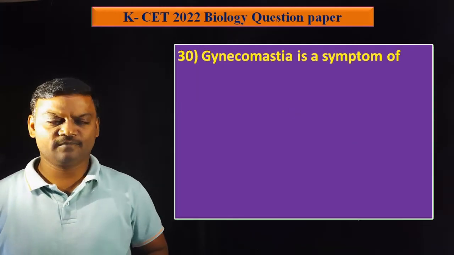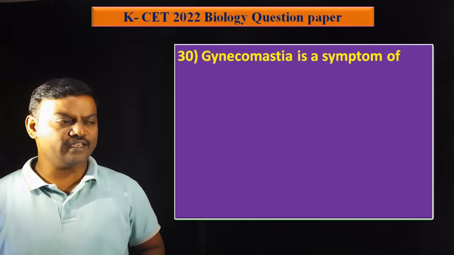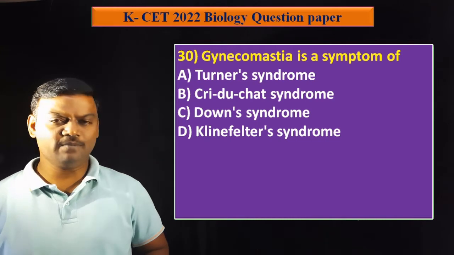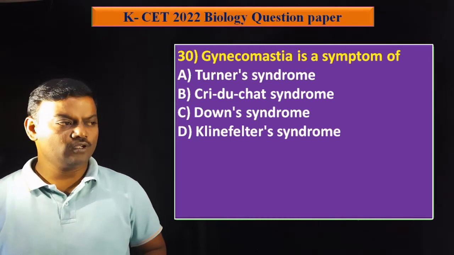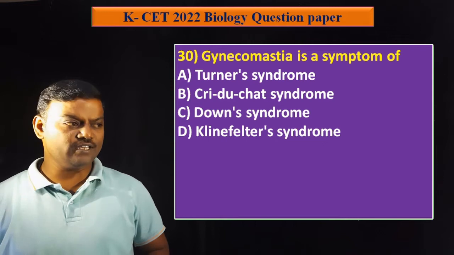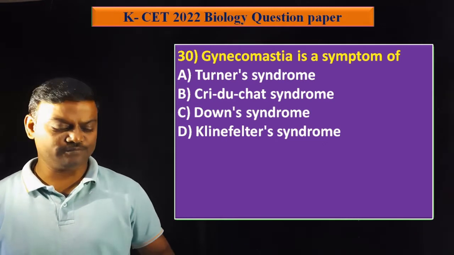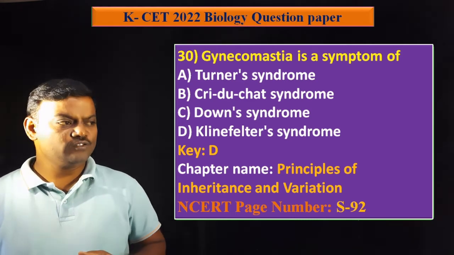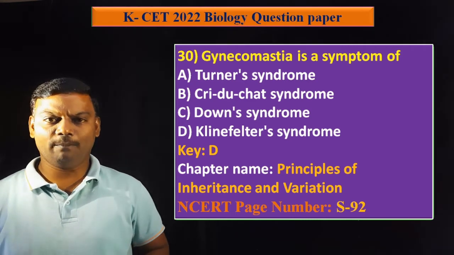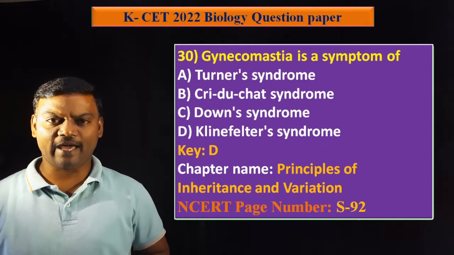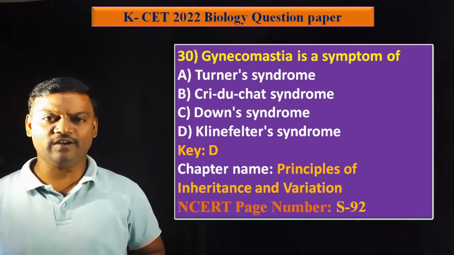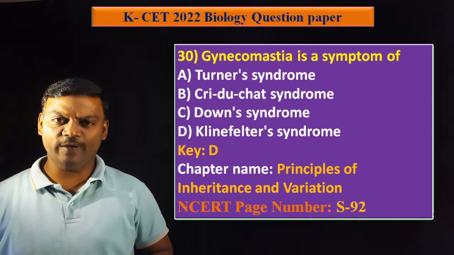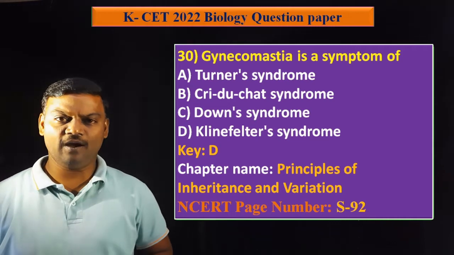Question number 30. Gynecomastia is a symptom of: option A, Turner syndrome; option B, Cri-du-chat syndrome; option C, Down syndrome; option D, Klinefelter syndrome. The correct answer is option D. Overall masculine development with feminine characters, such as gynecomastia, is seen in Klinefelter syndrome. It is a question from Principles of Inheritance and Variation, NCERT, page number 92.